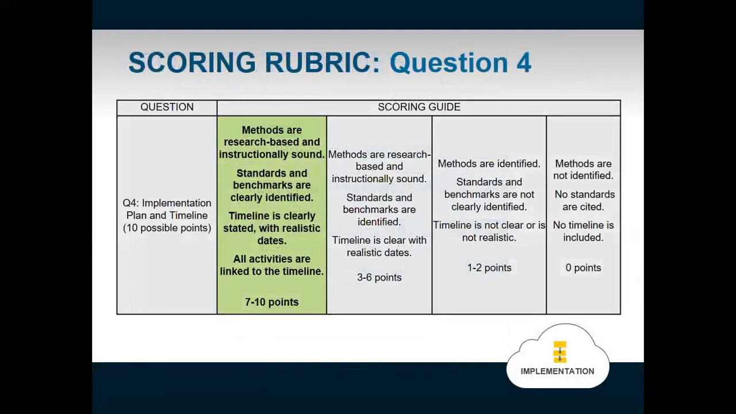The rubric that is attached to this, again, question 4, you can see here that what they're looking for is that your methods are research-based and instructionally sound, and that the benchmarks have been clearly defined, and that you have a timeline that's clearly stated with realistic dates, and that your activities are linked to a timeline.